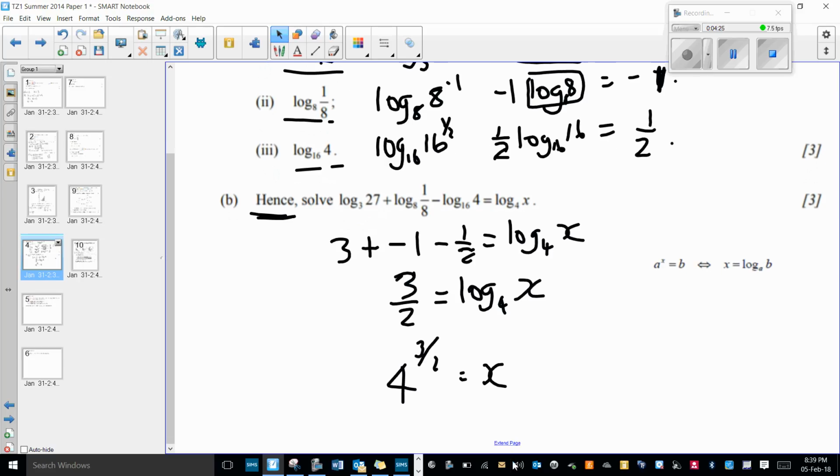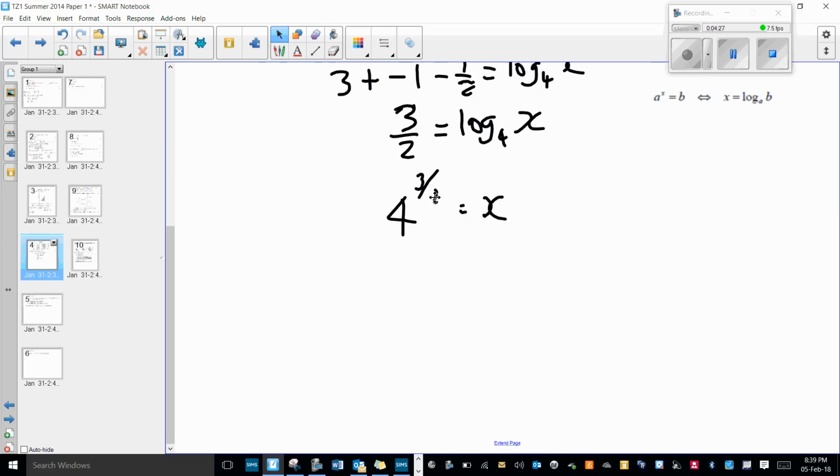I know that the number on the bottom of a fraction talks about the root. Remember, roots go in the ground, so that means it's the square root of 4 cubed. So square root of 4 is 2, 2 cubed is 8.